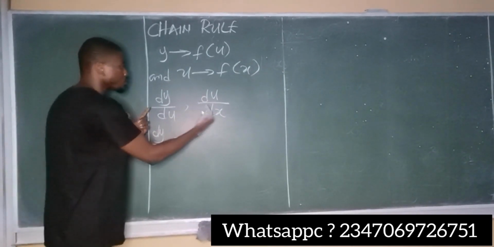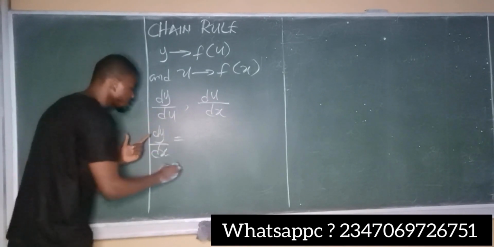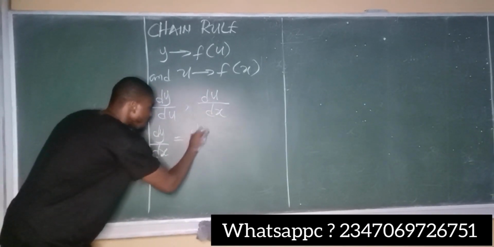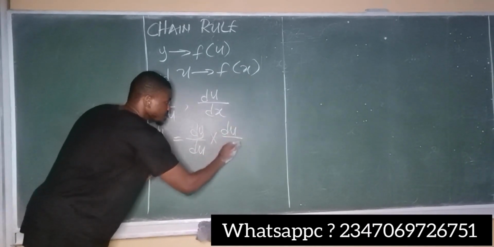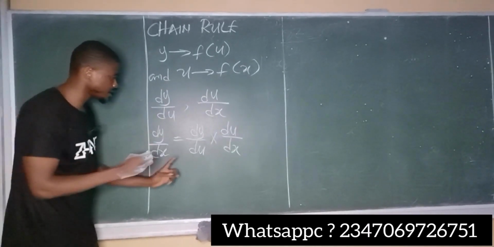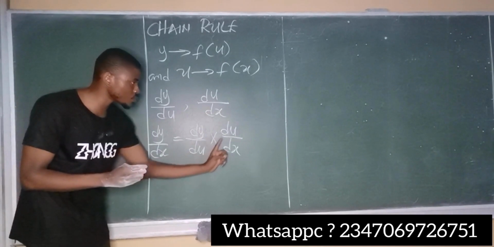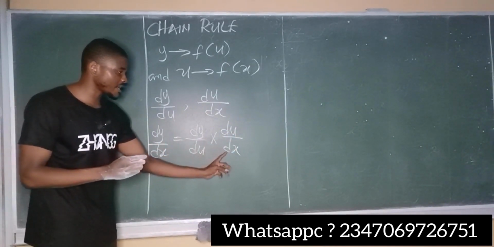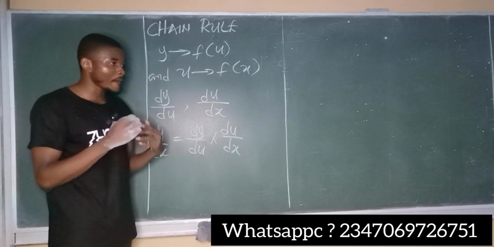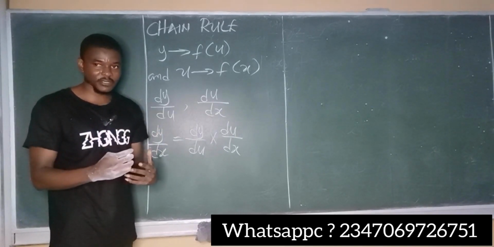Now I'm simply going to multiply the two of them. Notice that if I multiply dy/du by du/dx, the u can cancel. I'm simply left with dy/dx. Now this is the chain rule, but how do we come about this?